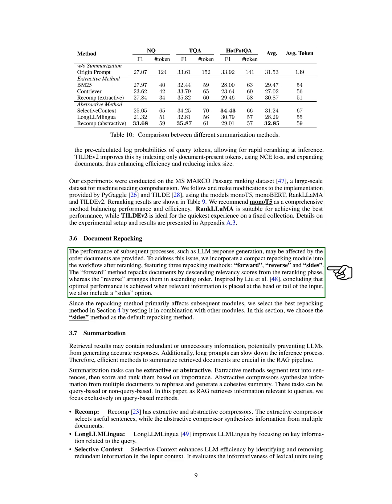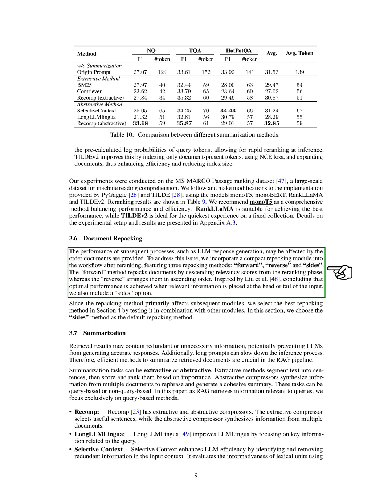To optimize subsequent processes like LLM response generation, we introduced a document repacking module. This module rearranges documents based on their relevancy scores from the reranking phase. We tested 3 repacking methods: forward, reverse, and sides, and selected the sides method as the default option.